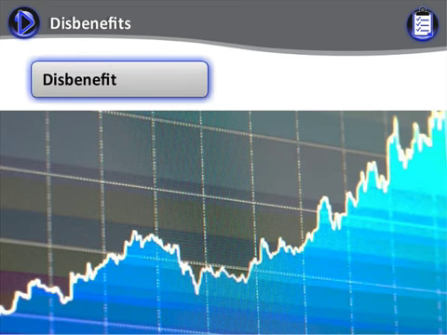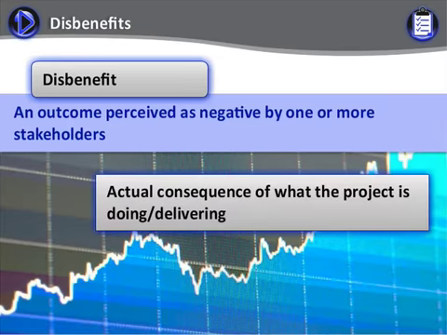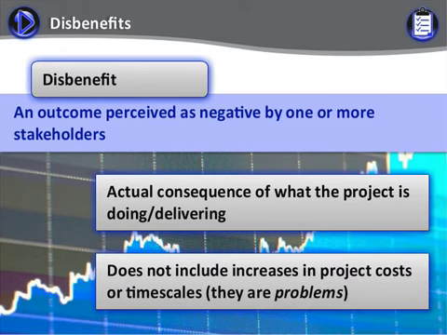A disbenefit is the opposite of a benefit. If a benefit is defined as a measurable improvement that is seen as an advantage by one or more stakeholders, then a disbenefit is an outcome that is perceived as negative by one or more stakeholders. Remember, a disbenefit is going to happen. If the project delivers as expected, the disbenefit is inevitable. It is an inevitable consequence of what the project is doing or delivering. There is no uncertainty. Remember that increases in project costs are not disbenefits. Should this happen, it is a problem that we have to deal with.